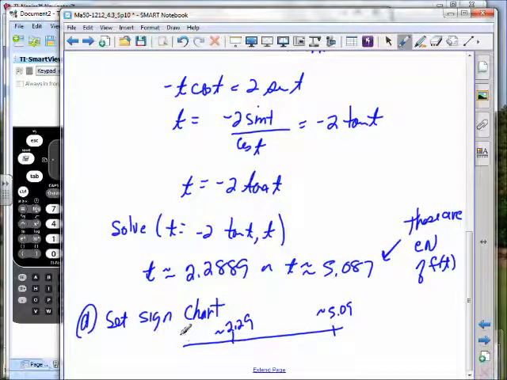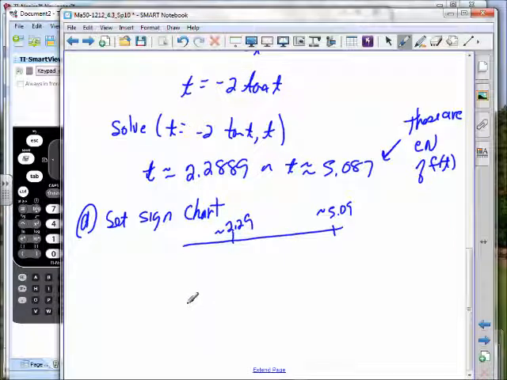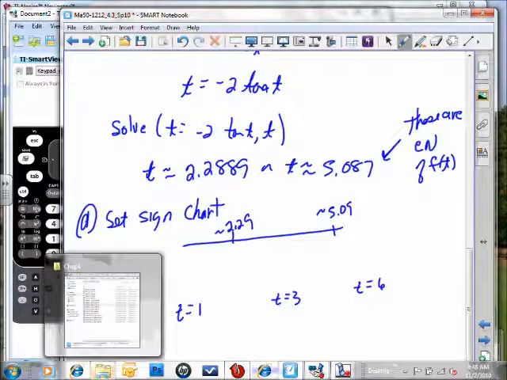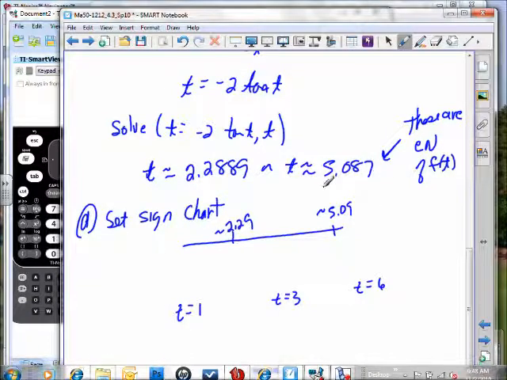And then we don't want to choose a test value that's less than 0. So the test values might be t equals 1, t equals 3. We can't go past pi. So maybe t equals 6, so we don't go past 2 pi on that.